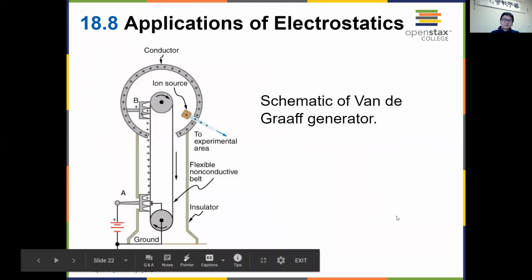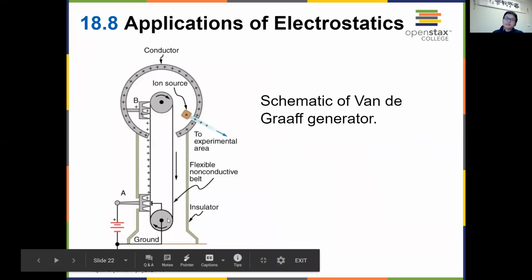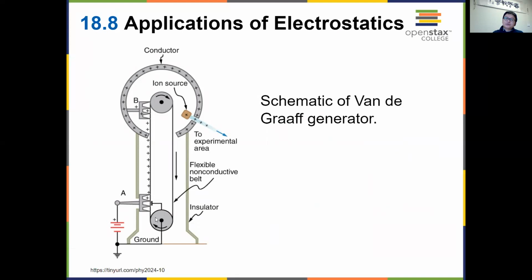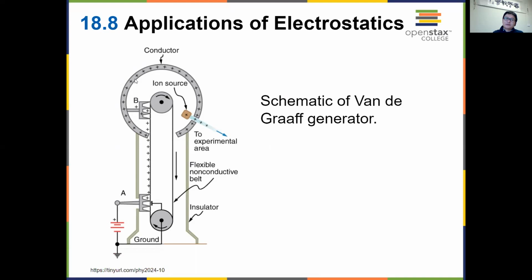Some more applications of electrostatics. One is a device called a Van de Graaff generator, used to generate charges, a lot of charge accumulation. The belt here will produce charge due to the rubbing of the drum with the belt, and then the extra charge will go through this metal and accumulate on this conductor. And then you can use that for experiments.